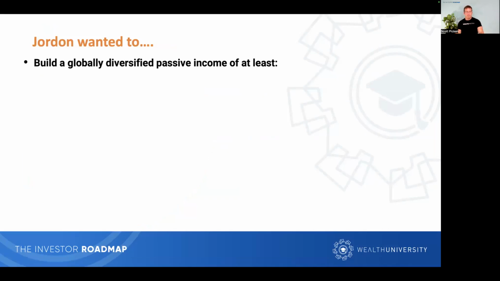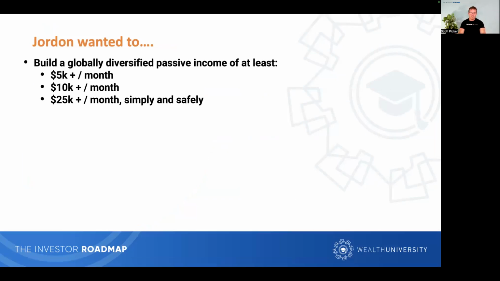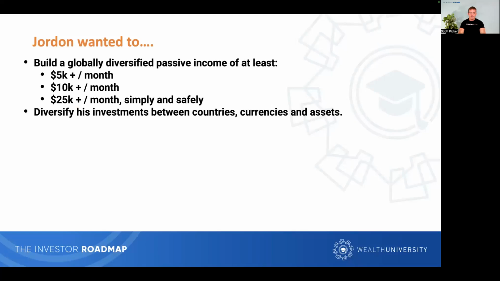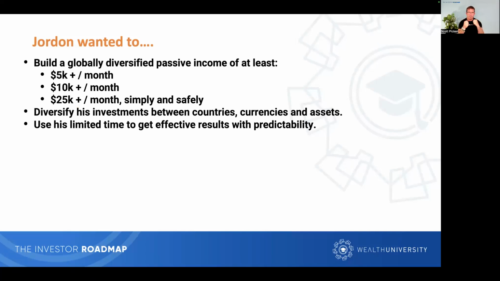He wants to build a globally diversified passive income of $5,000, $10,000, or even $25,000 a month. Wants to diversify his investments between countries, currencies, assets, and partners. He wants to use his limited time, so he's time poor. Everyone that's part of the mastermind is time poor. So it's a short amount of time with maximum impact to get effective results with predictability.